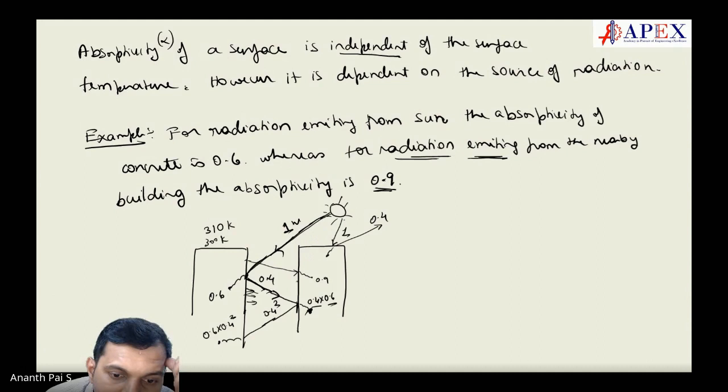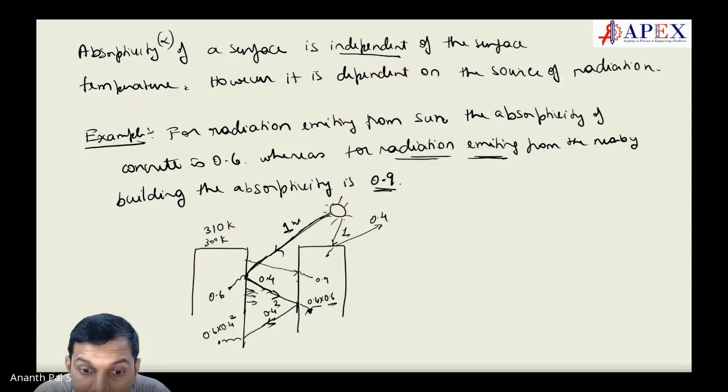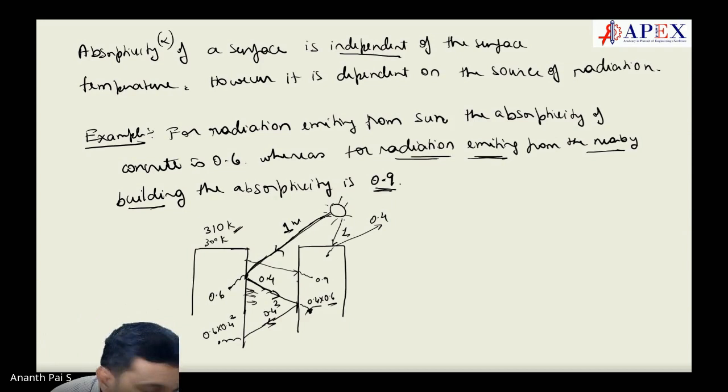Okay. Make sense? Then 0.4 square, what is that? Yeah. 0.4 square is: 0.6 is absorbing, 0.4 it is putting out. 0.4 times 0.4 is 0.4 square. Correct? It is multiple reflection which is happening. This is one of the ways how the sun's energy is trapped inside concrete buildings. Then what is 0.9, sir, there again? 0.9 is if the radiation is emitting from the nearby building. If it is emitting from this, because it is 310 Kelvin, it is emitting radiation. That emitted radiation is falling on this, then if it is 1 kilowatt, it absorbs 0.9 and releases only 0.1. Makes sense? Say the concrete absorbs only 0.6.